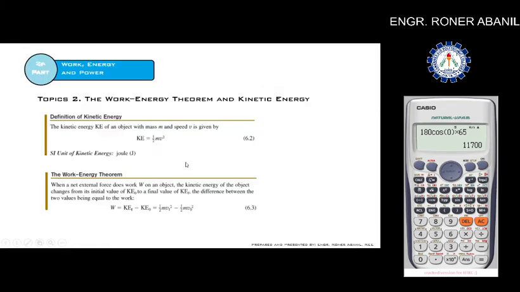So, what is the definition of kinetic energy? The kinetic energy, or KE, of an object with a mass m and a speed of v is given by KE equals 1 half mv squared. The unit of this is joule. And the work energy theorem states that when a net external force does work W on an object, the kinetic energy of the object changes from an initial value KE0 to a final value KEF. The difference between the two values is equal to the work. So this is its formula.